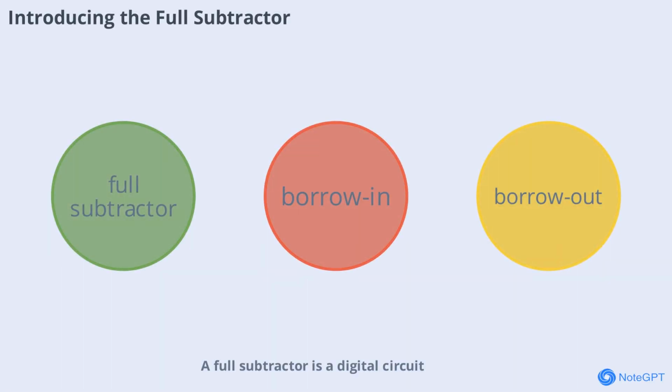A full subtractor is a digital circuit that subtracts one binary digit from another, considering both the current bits and a borrow-in from a previous subtraction. It has 3 inputs, A, B, and borrow-in Bin, and 2 outputs, difference and borrow-out. The full subtractor is essential for multibit binary subtraction, allowing us to chain several together for larger numbers.